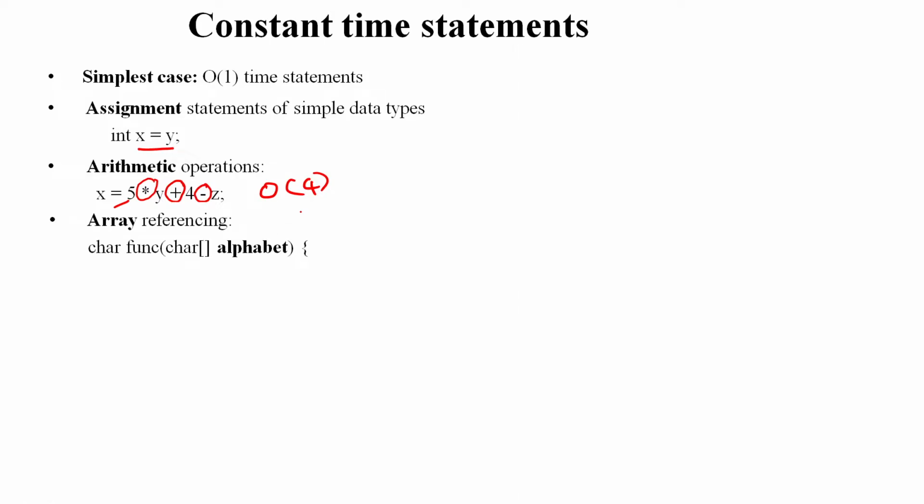Then array referencing. Here we are declaring the variable alphabet using an array. The data type is character. Here we are referencing the alphabet, the array variable, by returning the location 2, right? So here the alphabet is the array variable used as a reference. So this also consumes order of 1 time or constant time.